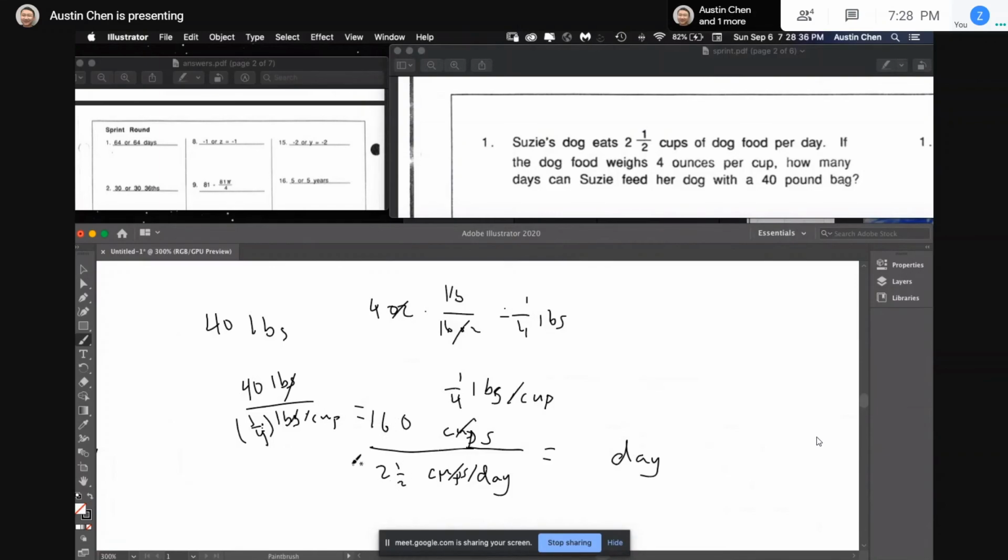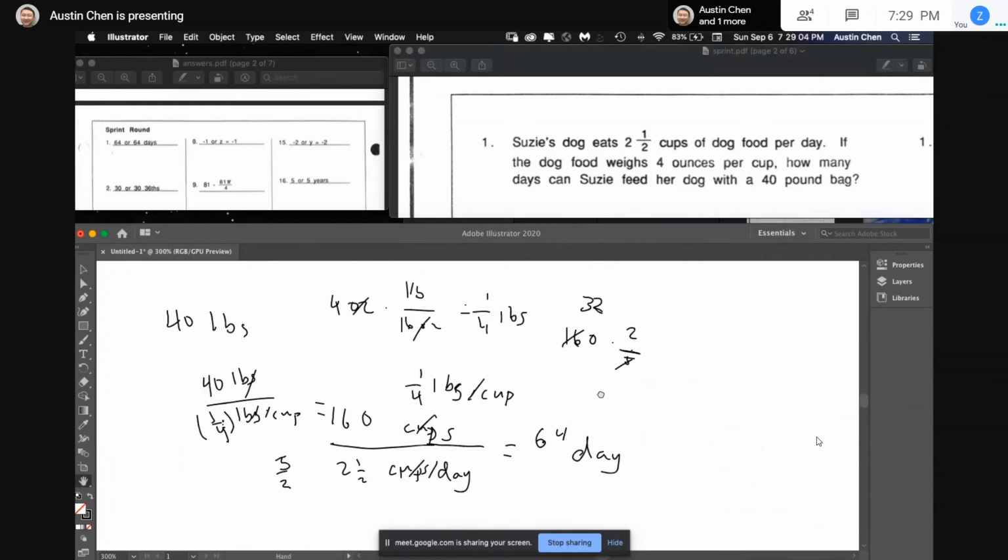Okay, so we can convert 2.5 to 5 halves, right? That's just 2 times 2, 4, plus 1. And again, if you're dividing by a fraction, you multiply by its reciprocal. So we have 160 times 2/5. We should divide by this 5 first, which will give us 32. And 32 times 2 is 64. So that's our answer, 64 days.